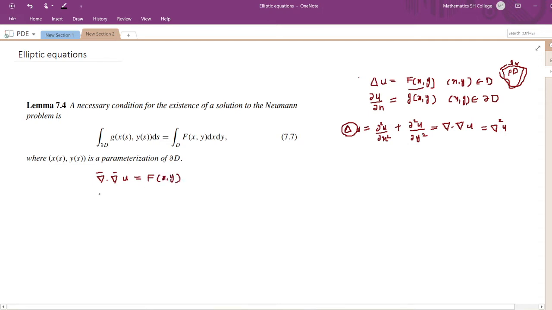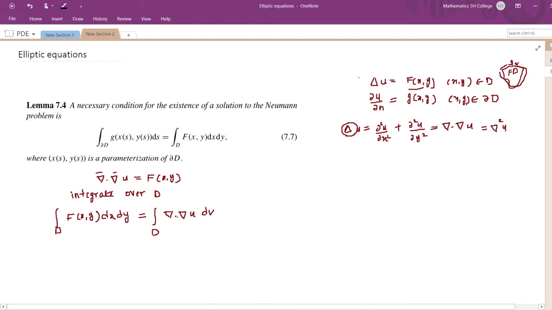Now suppose that I integrate both sides over the domain D. So I will get the integral over D, where the right-hand side is f of x, y. We have two independent variables x and y, so here I have dx dy, equal to, again, the integral over D of del dot del u, which I will denote by dv.